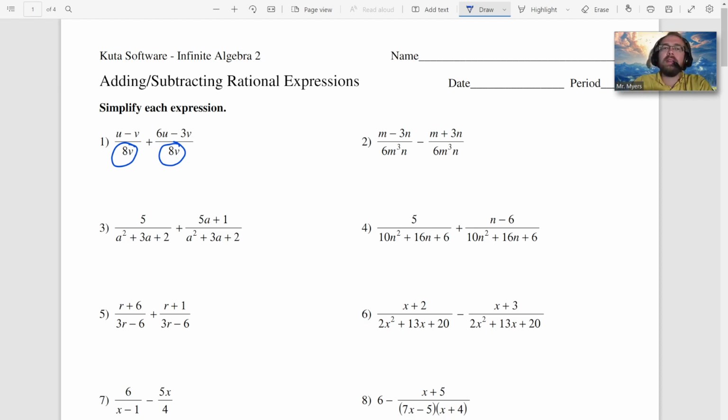All I have to do then is I add the tops. So I add u minus v plus 6u minus 3v. And that's going to be over 8v. Now, before I put it over 8v, since I'm a little bit short on space on this one, I want to go ahead and combine the u's, because I have some like terms here, 7u, and combine the v's. Negative 1v minus 3v is minus 4v over 8v.